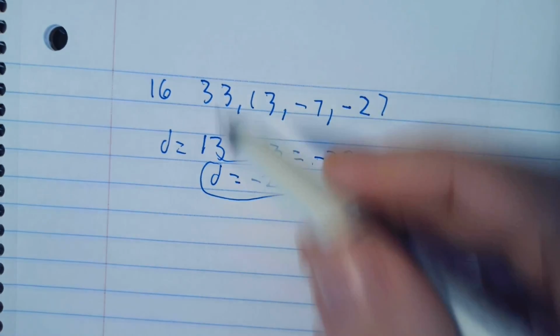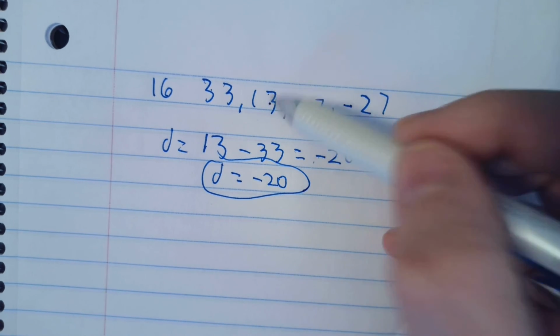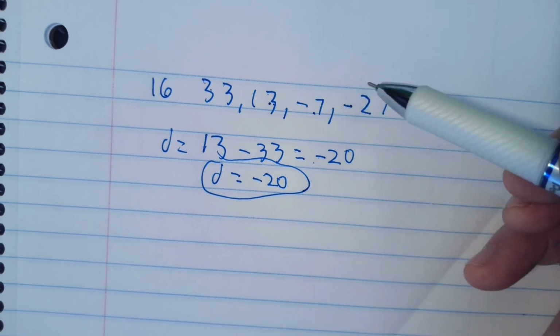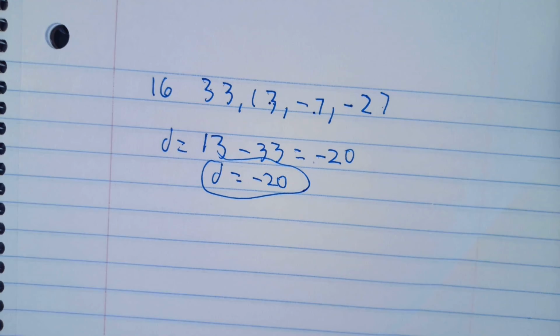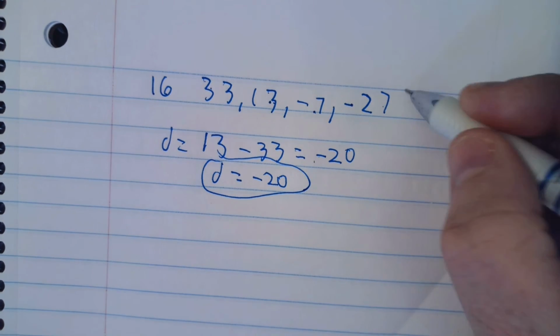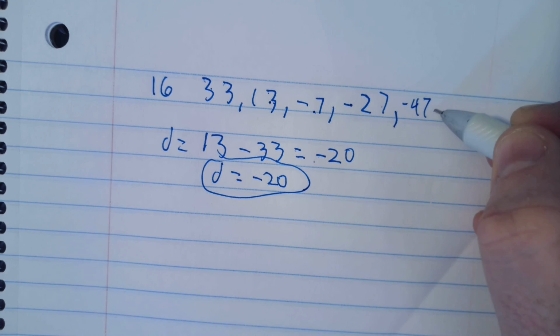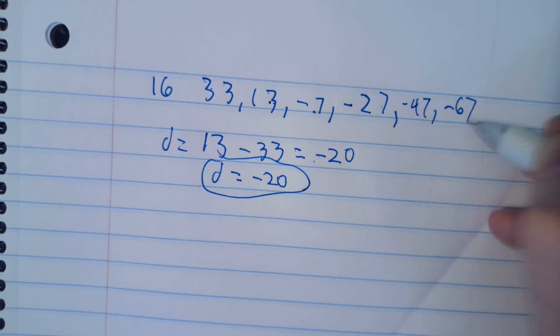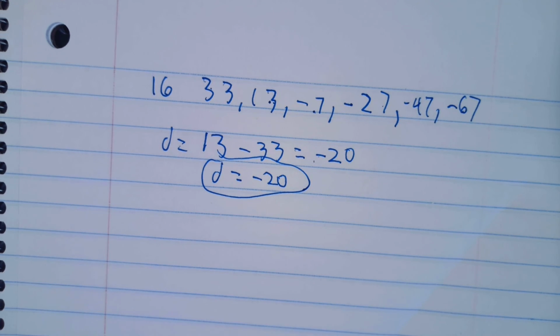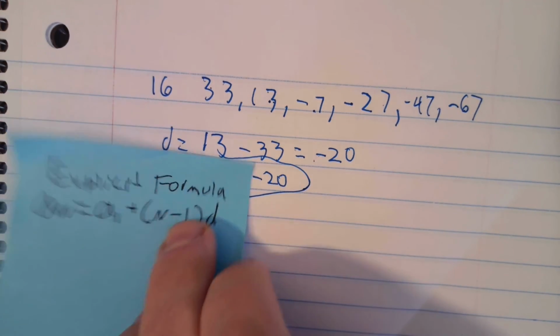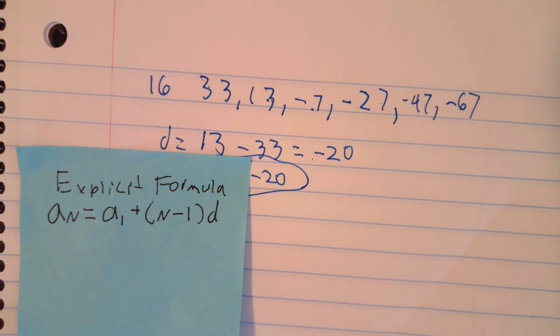We can check it. 33 minus 20, 13. 13 minus 20, negative 7. Negative 7 minus 20, negative 27. You know, and you could keep going. Probably the next one would be negative 47, and the next one would be negative 67. I don't want to do that because I'm going to use the explicit formula to predict it. So then I've got to do this formula right here.